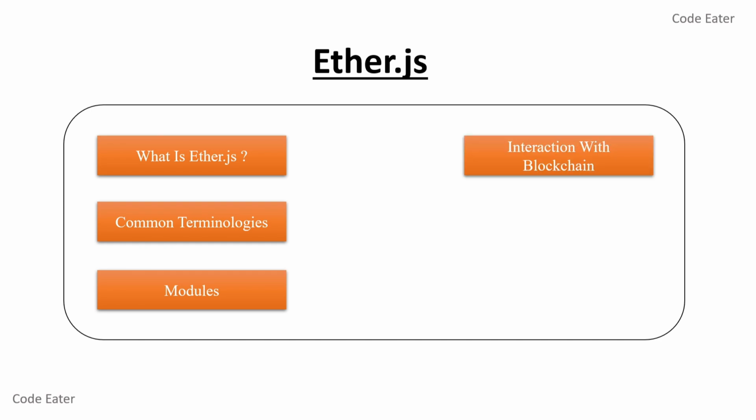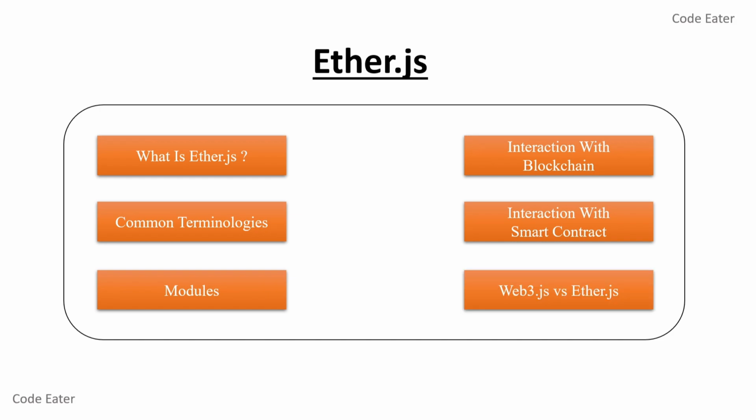We are going to then talk about the interaction with blockchain, like how we can interact with blockchain using the Ether.js library. Then we will talk about interaction with the smart contract, where we are going to see how we can read and write to the smart contract using the Ether.js library. And not only that, we are also going to see the difference between the Web3.js library and the Ether.js library and which of these libraries you should use in your blockchain development career.